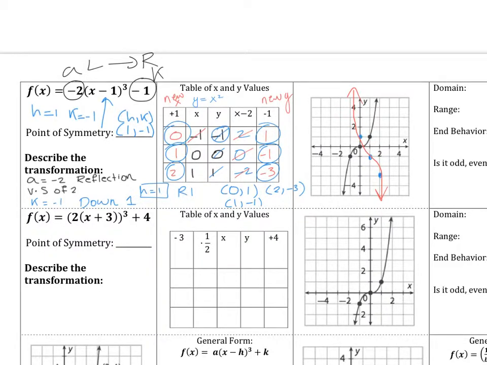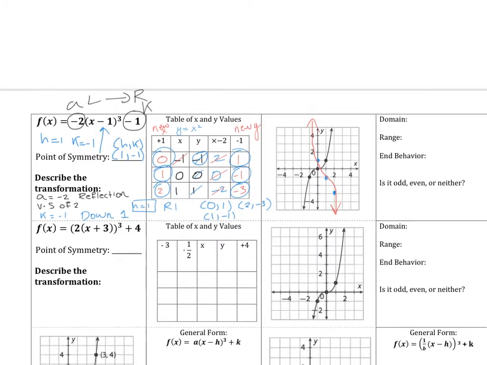I call these 2 points my reference points because I find them by starting from the point of symmetry and I go according to the A. If A is 2, it means I go up 2, and since it's negative, it's going to be reflected, so it's going to be on the other side. So I move to the left 1 and then down 2 to the right 1, okay? Now that's how you graph a transformed form. That's the second method, and you can use either method.